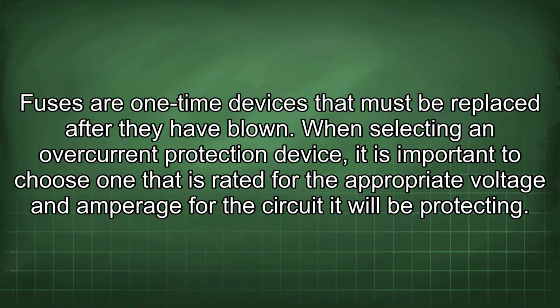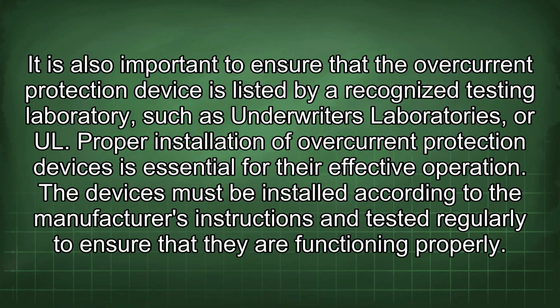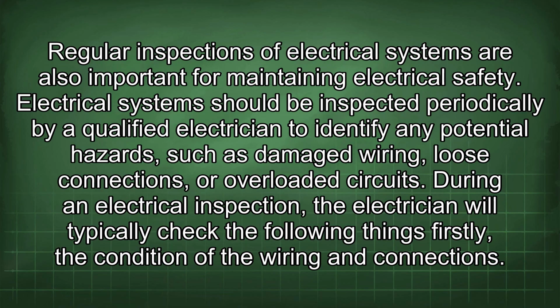When selecting an overcurrent protection device, it is important to choose one that is rated for the appropriate voltage and amperage for the circuit it will be protecting. It is also important to ensure that the overcurrent protection device is listed by a recognized testing laboratory such as Underwriters Laboratories or UL. Proper installation of overcurrent protection devices is essential for their effective operation. The devices must be installed according to the manufacturer's instructions and tested regularly to ensure that they are functioning properly. Regular inspections of electrical systems are also important for maintaining electrical safety.